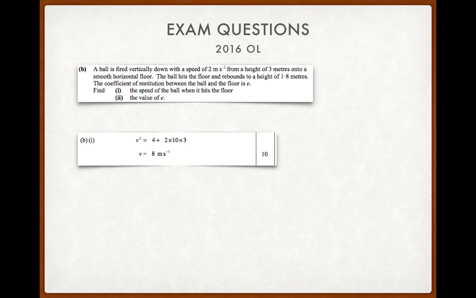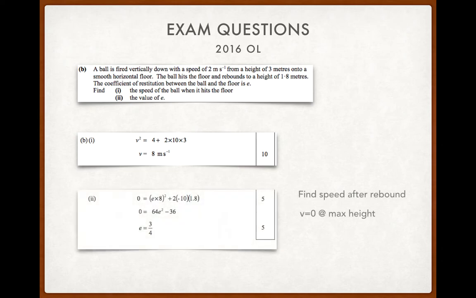Once more, the velocity after is e times the velocity before, so it's e times 8, and we know it travels a distance of 1.8 meters coming to rest at the highest point. So v squared is u squared plus 2as again. It's identical to the previous question. You should have gotten roughly 3/4. It might vary if you put in a different value for g, if you put in g is 9.8, which you should do anyway.